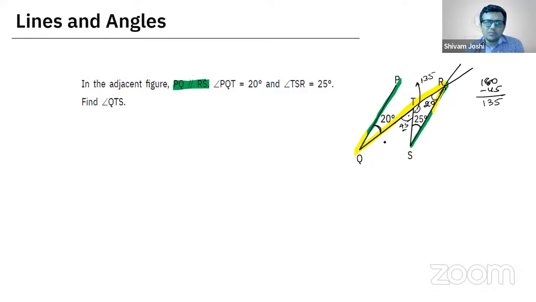If you know the property of the exterior angle, you can straight away say that because two of the angles in the triangle are 25 and 20, the exterior angle has to be the sum of the two other interior angles, which is nothing but 45. So this way also you can derive the same value.